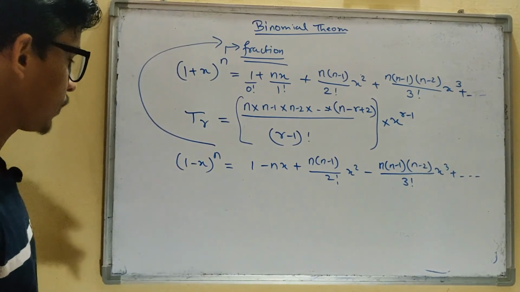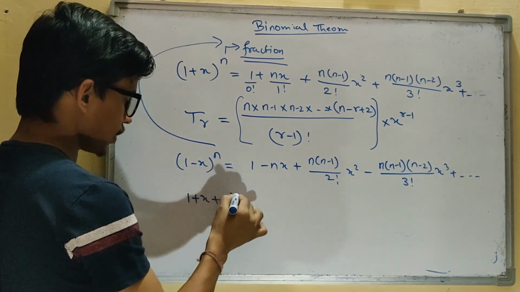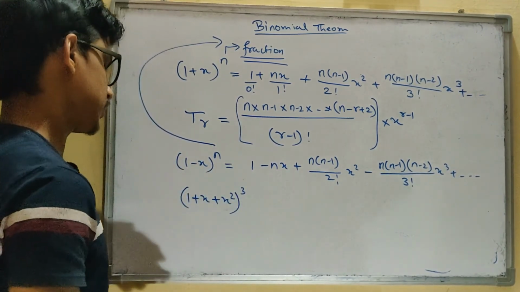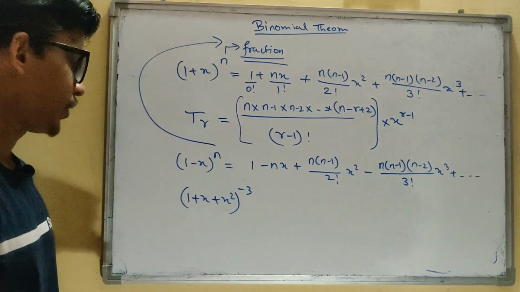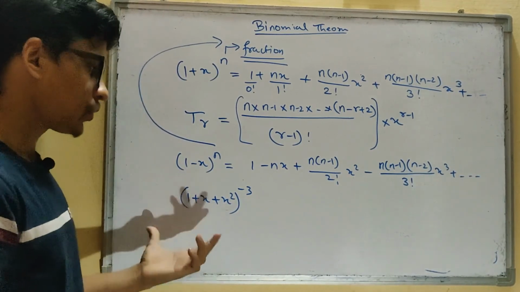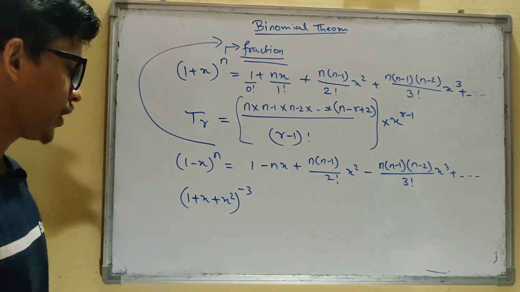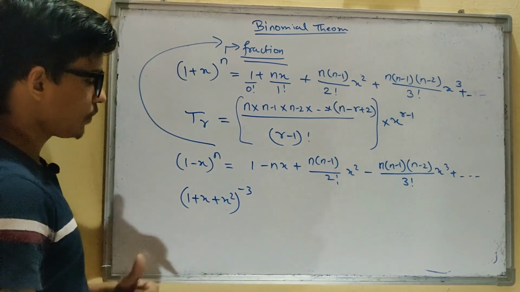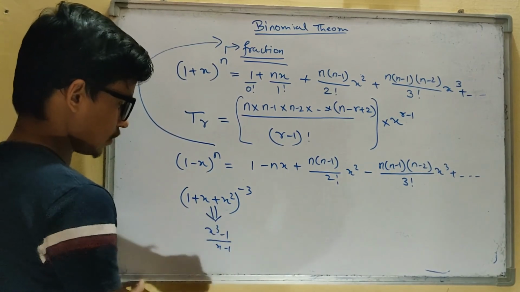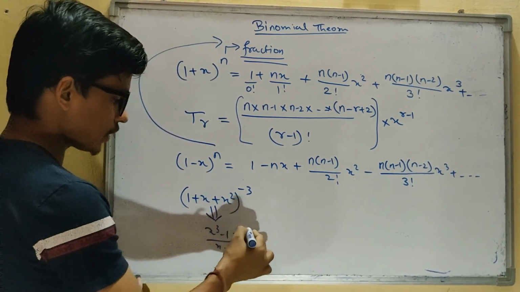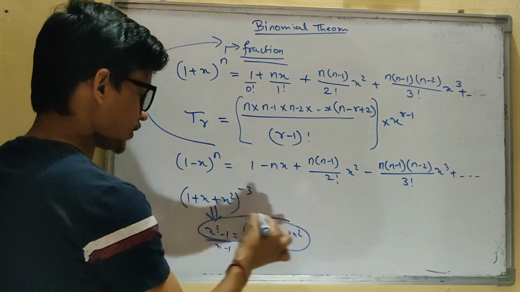Some questions are like this. One interesting question is (1 + x + x^2)^(-3). The question may ask you to find the coefficient of x^2. I don't remember exactly what the question is, but I can tell you how to solve it. 1 + x + x^2 can be written as (x^3 - 1)/(x - 1). You know that x^3 - 1 has the factor (x - 1)(1 + x + x^2). This is the formula.